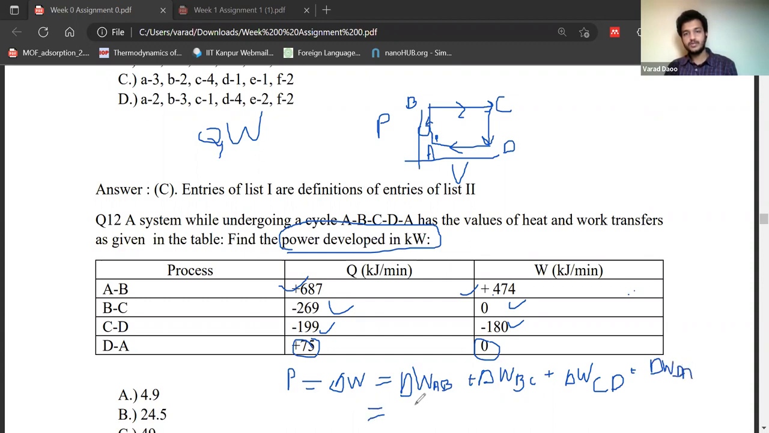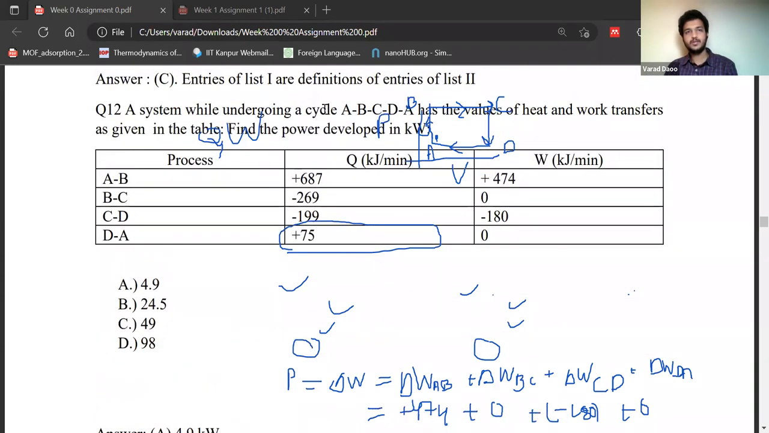So which is plus 474 plus 0 plus minus 180, okay, plus 0, okay, which is how much? Which is equal to, I am writing here, 474 minus 180. So remember the unit. The unit is kilojoule per minute.